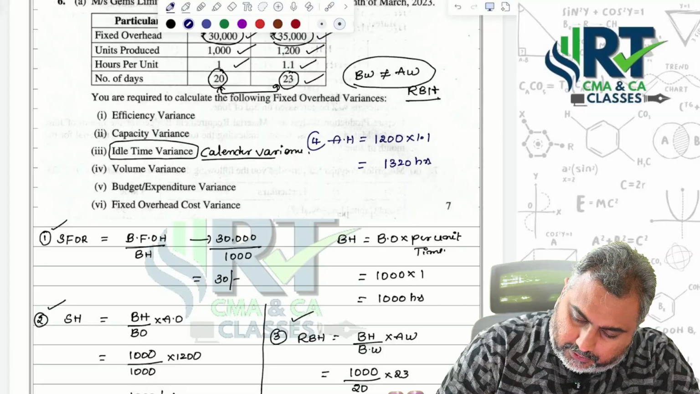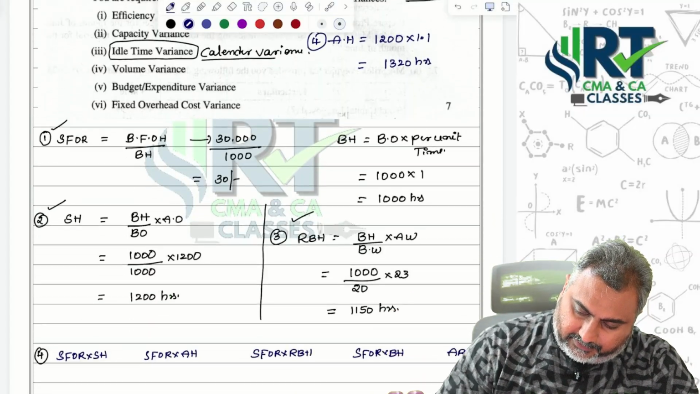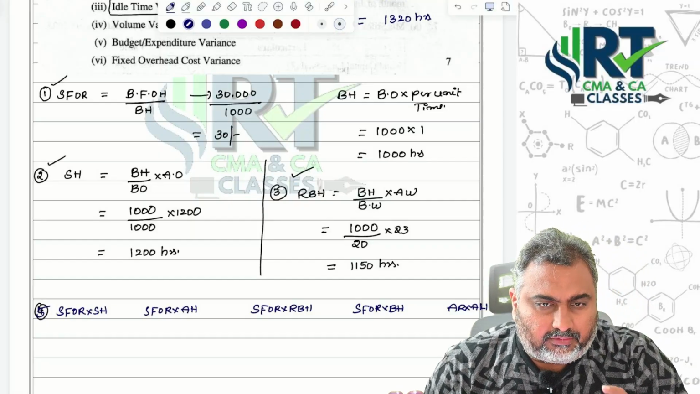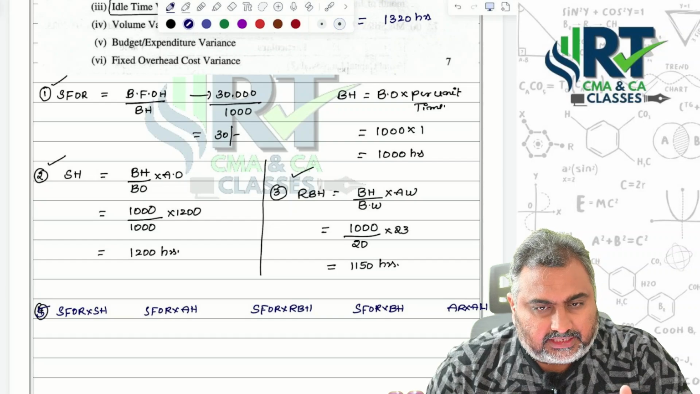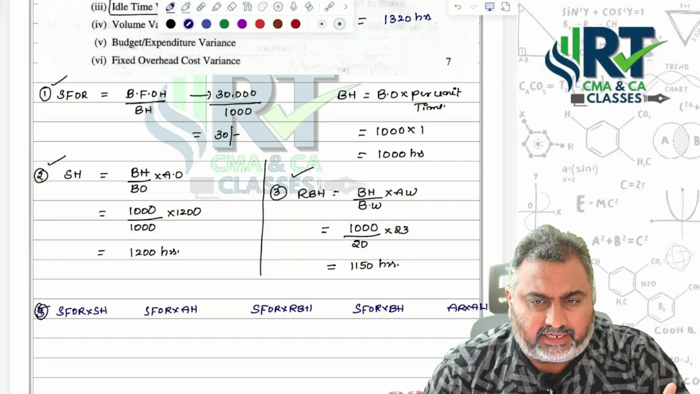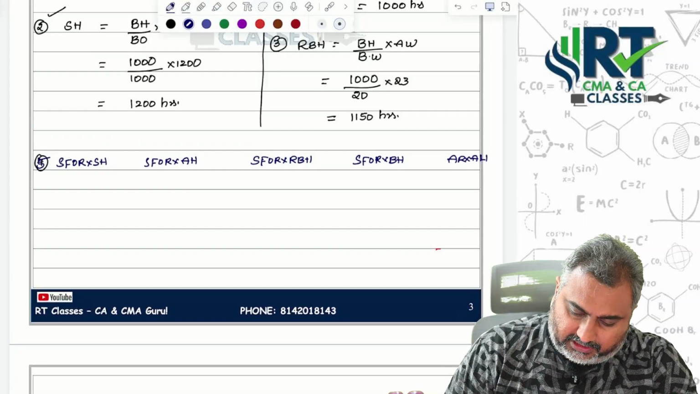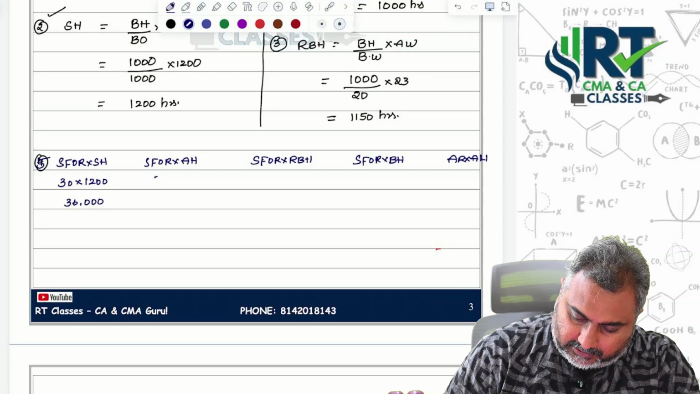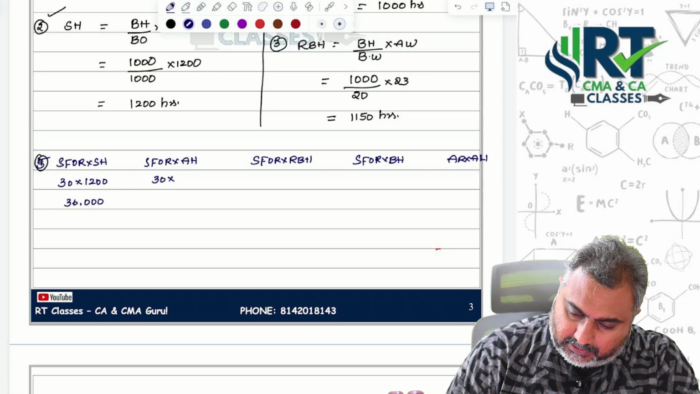Let it be the fourth part. Then this will be the fifth part. So now all the data is available: SFOR you know, SH you know, AH you know, RBH computed. Already SFOR, BH and AR into AH are given in the question. Now fill in the details. This is 30 into 1200, that is equal to 36,000. 30 into actual hours 1320.